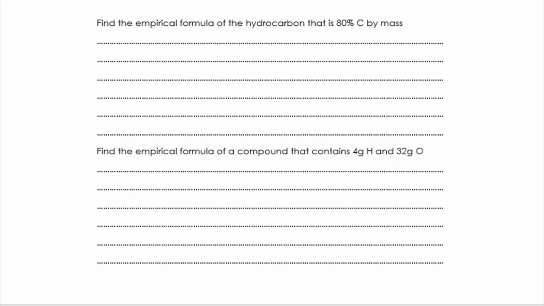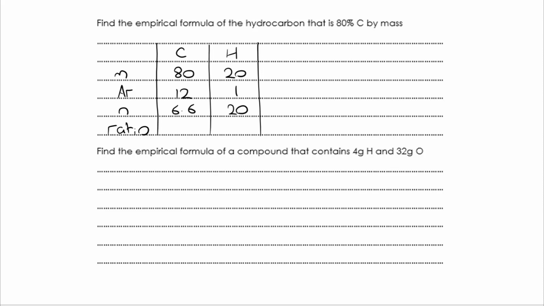For the next example, it's a hydrocarbon, 80% by mass. So we're adding in some organic knowledge here. We know that a hydrocarbon is made of carbon and hydrogen only. We also know that if 80% of that hydrocarbon is carbon, 20% must be hydrogen. We put the atomic masses in direct from the periodic table. We do n is m over Ar, and that takes us to 6.6 and 20.